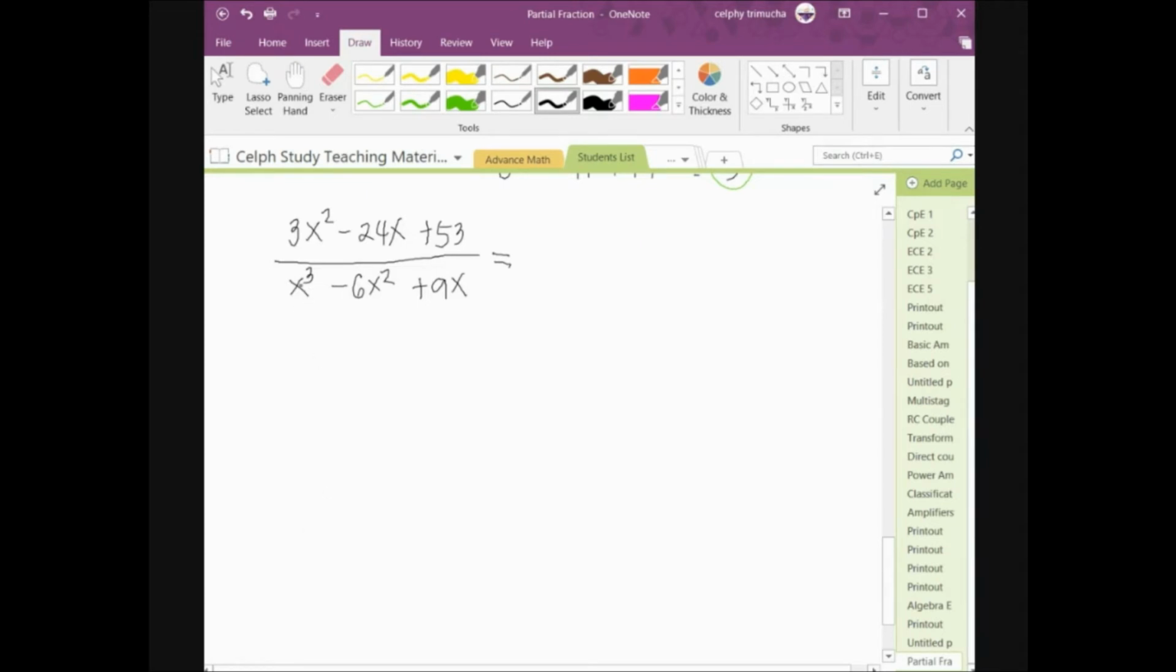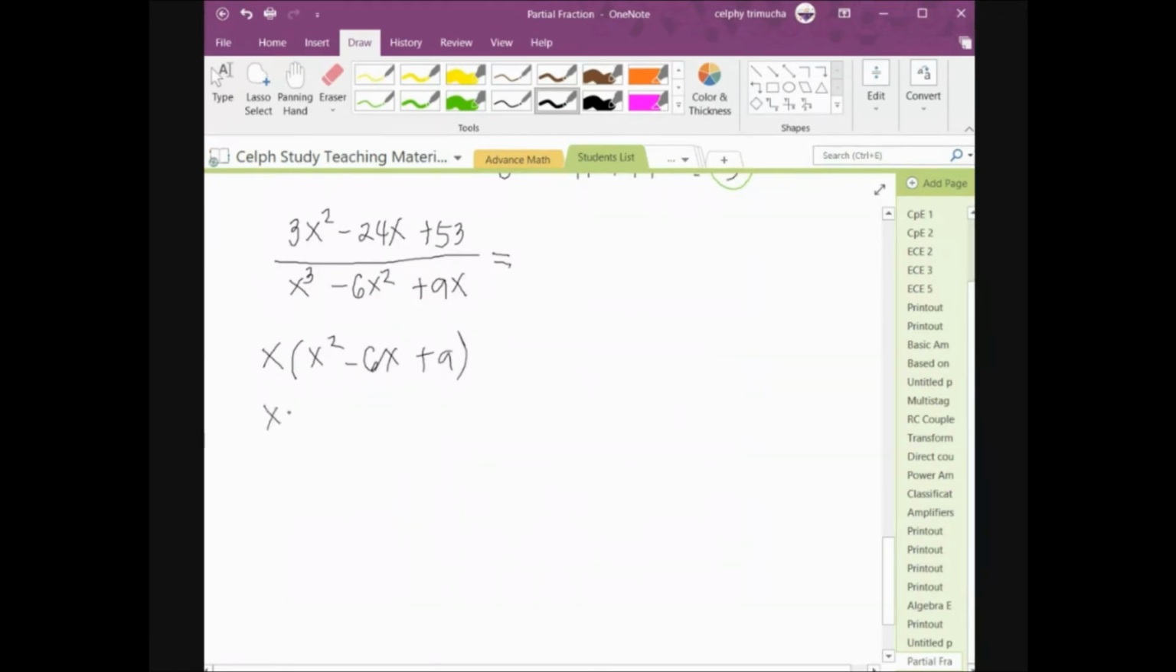Okay, factor x cubed minus 6x squared plus 9x. Take note, pareho sila tanan may x, tatlo gid kaya term. Sabot sa lingon pwede ko ipagawa ang x. So we have x, then mabilin is x squared minus 6x plus 9.